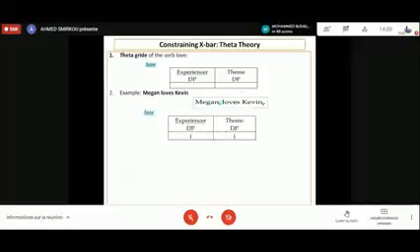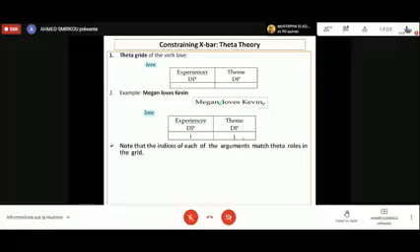In the exam, if I give you a sentence like this, you have to draw the theta grid similar to this one. Megan loves Kevin. I is the experiencer, which is Megan, and J is Kevin, which is the theme. So the sentence is correct. Note that the indices of each of the arguments match theta roles in the grid.